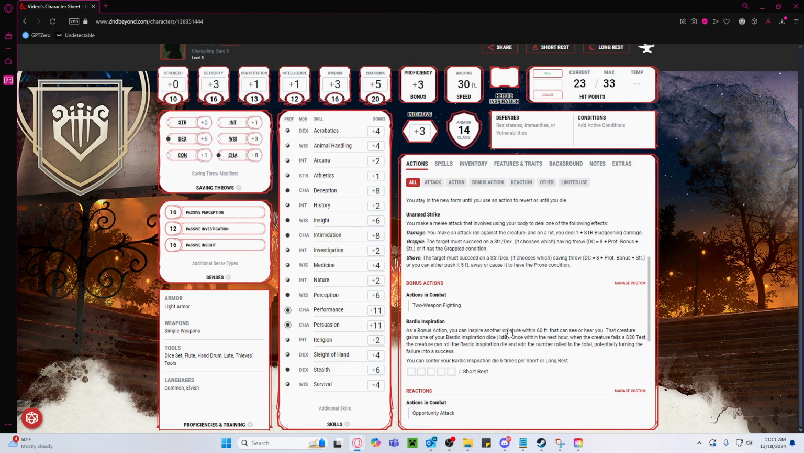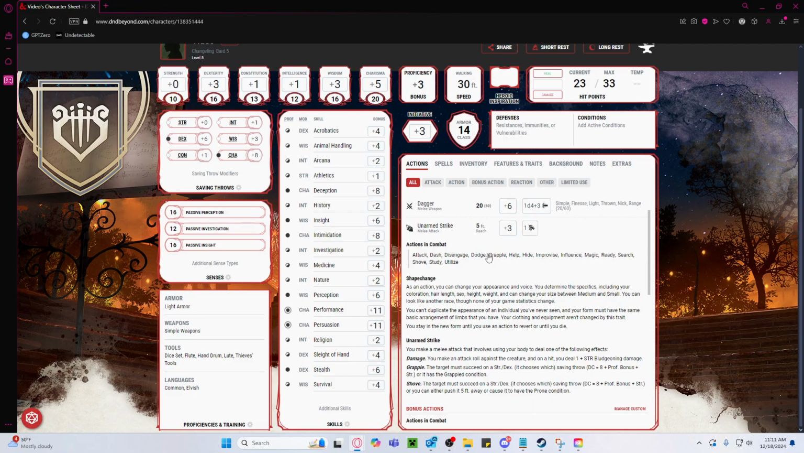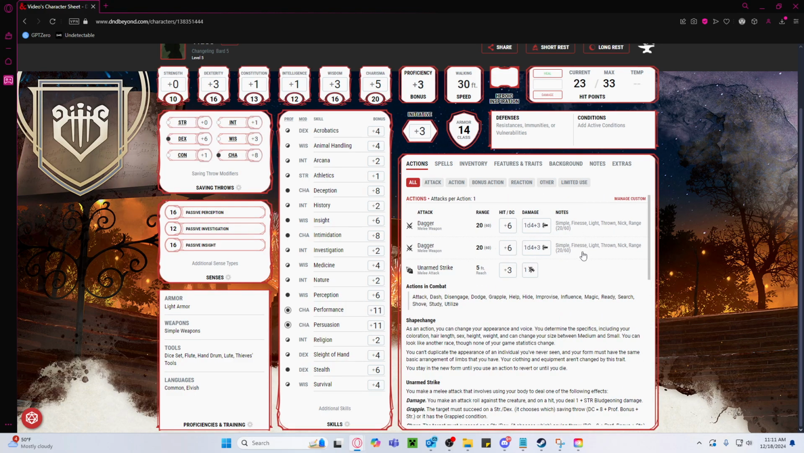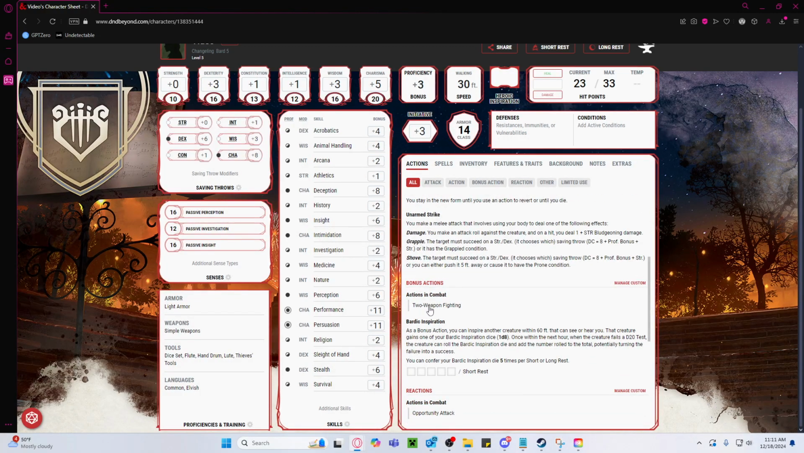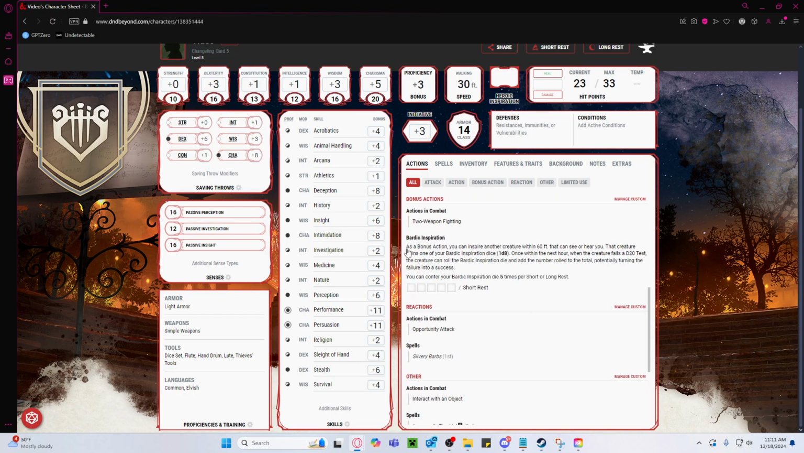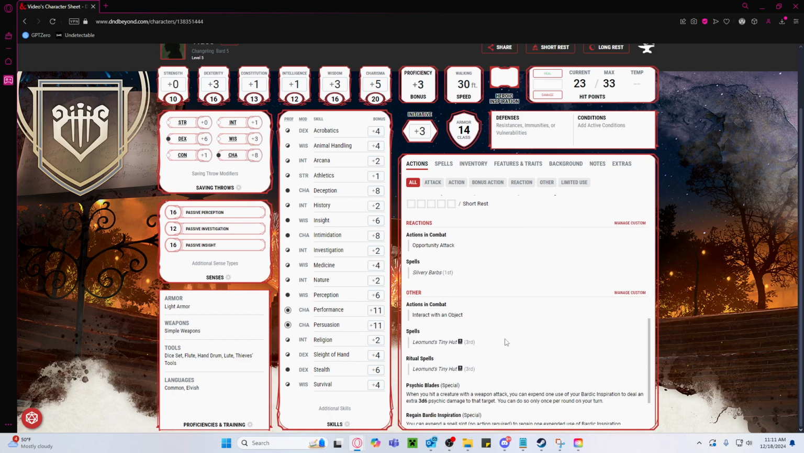Boom. So as you can see, there's that, and then if I want to use two weapon fighting, I could use my bonus action for that. Bardic Inspiration. Once again, it's a special thing that the Bard can do, and it kind of tells you what you can do. And here you have your reactions.